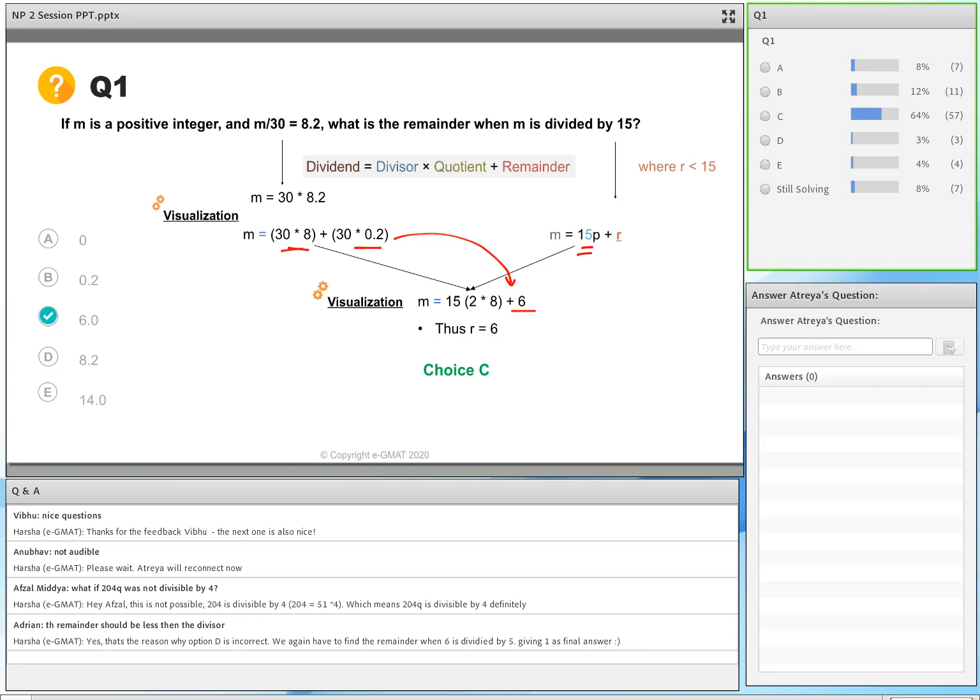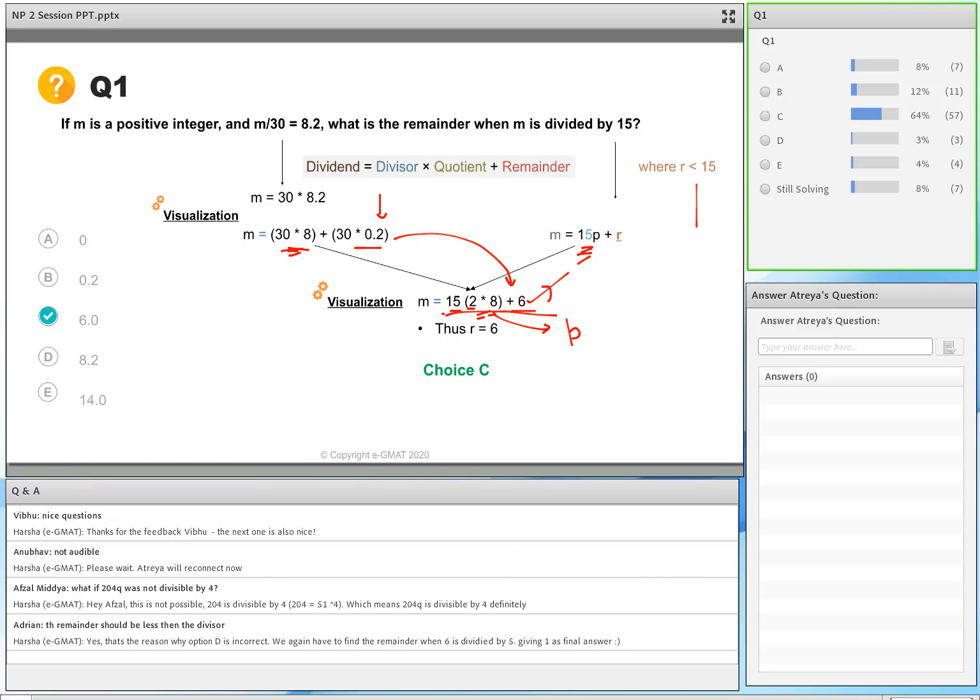I want to write this in terms of 15p because 30 times 0.2, which is 6, cannot be written in terms of 15p. So only 30 times 8 can be written in terms of 15p. Now, what is 30 times 8? 30 is nothing but 15 times 2, and then I have an 8. So 30 times 8 can be written as 15 times 16, and this 16 is nothing but the p that we were looking for in m. So now we can write m as 15 times p plus r, where r is equal to 6.